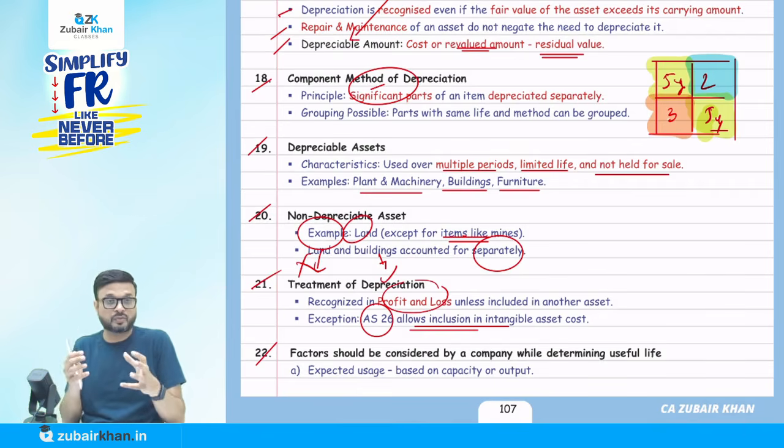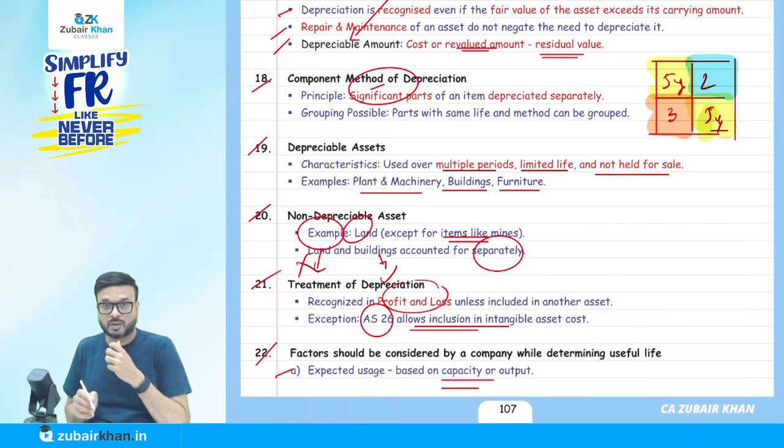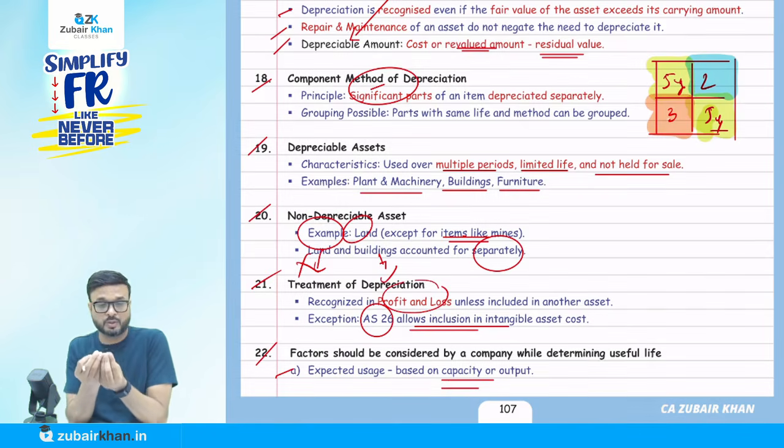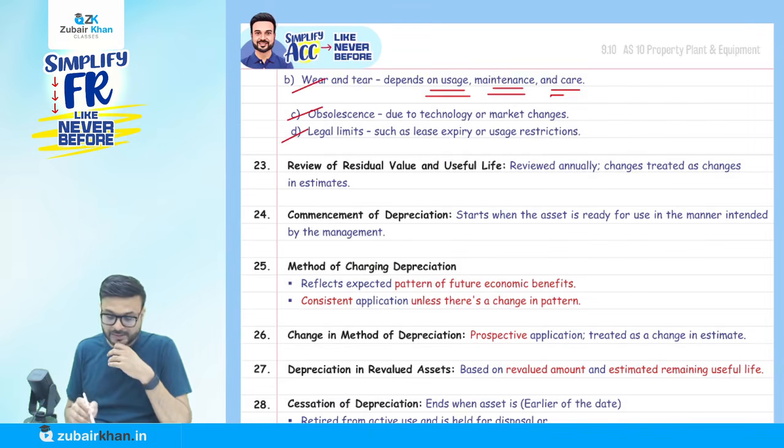So when we decide the useful life of the asset, what is the expected usage based on the capacity or output? For example, how much this machinery is going to produce. Accordingly, decide the depreciation method. Wear and tear is dependent on usage, maintenance and care. Obsolescence means changing technology and legal limits. At a certain time there is a restriction.